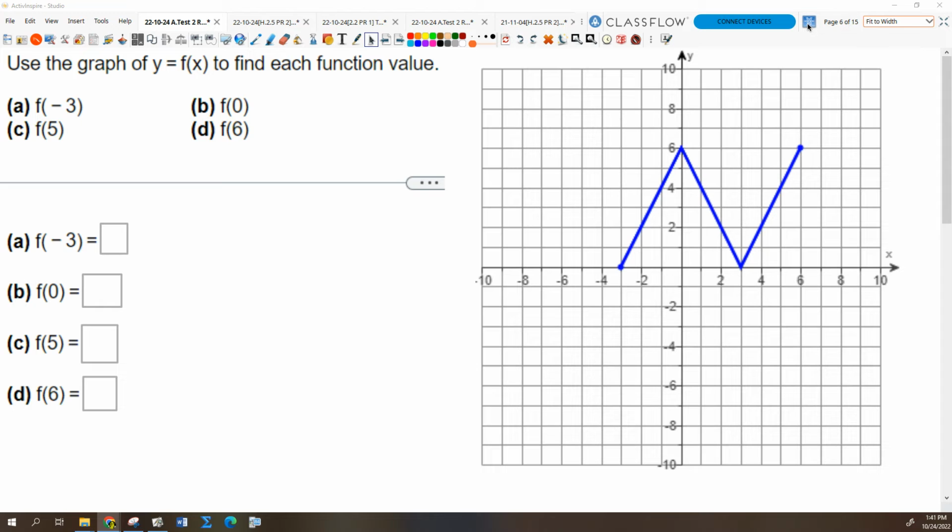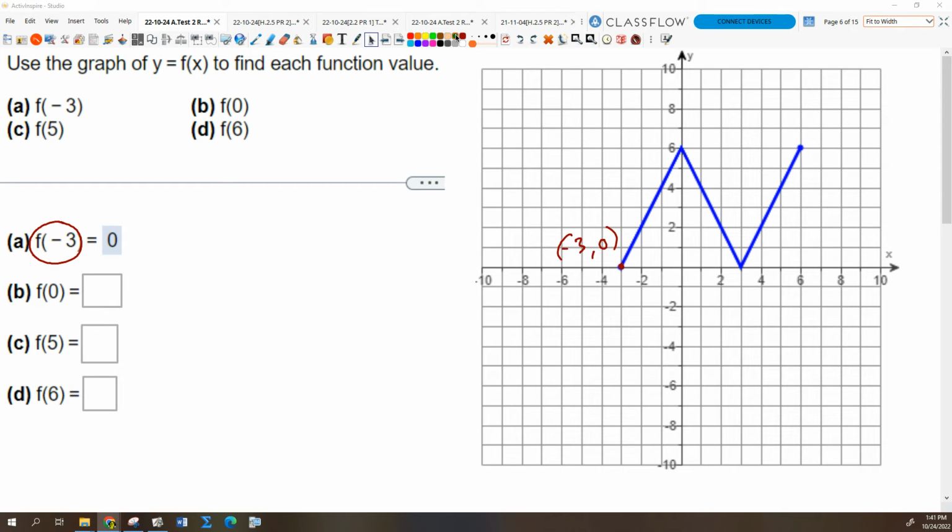Okay, what about this guy? Same kind of thing, right? This time we're just using the graph to find the output values. So what's the first question asking me to do? Find the output when the input is -3. In other words, I'm finding the output, the y value, when the input x value is -3. So what is it? 0, yeah, because look, there's the point that we're interested in. That's the point with an ordered pair -3, 0. So if I input a -3, I output a 0.